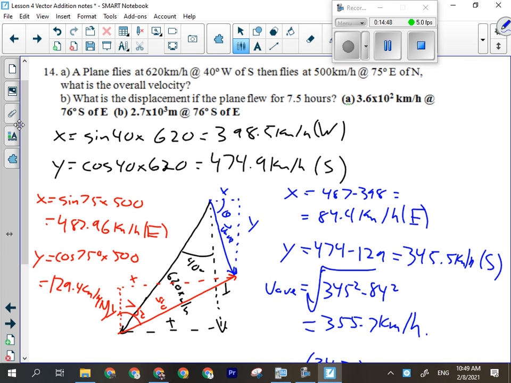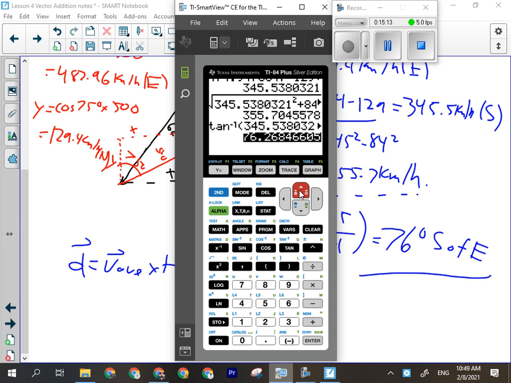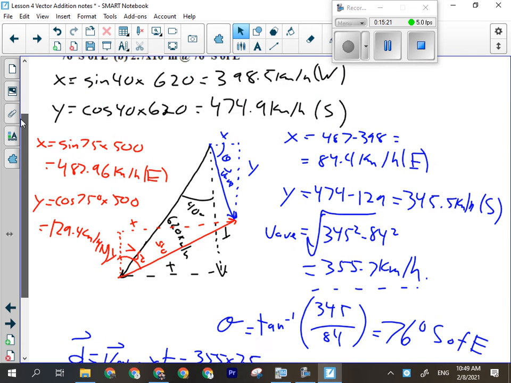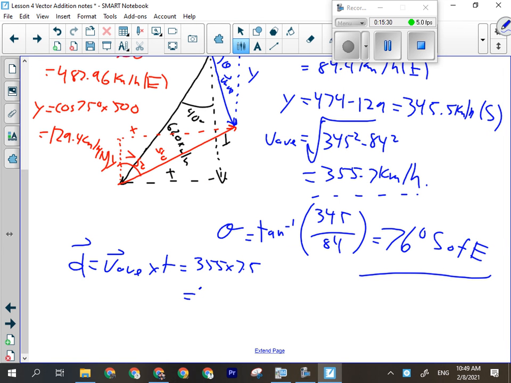That was part A. Okay, part B, what's the displacement if the plane flew for 7.5 hours? Well, displacement is average velocity times time. So all I have to do is take this 355 and multiply it by 7.5 hours. And that will get me my displacement. Okay, how many significant figures do we have here? 2. So we are looking at 2.7 times 10 to the 3 meters at 76 degrees south of east, or 14 degrees east of south. I put meters, yes, should be kilometers, sorry.